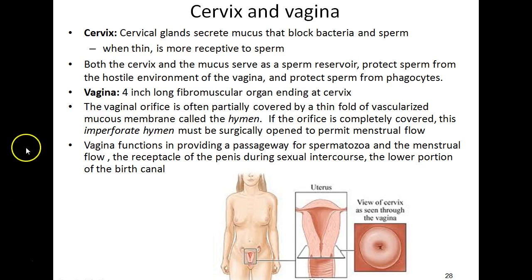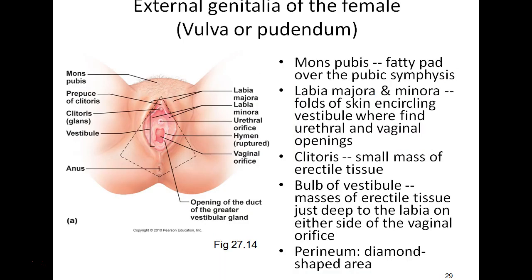So as we mentioned earlier, this vagina does function as a passageway for the spermatozoa and the menstrual flow, and it is also the receptacle for the penis during sexual intercourse, and lastly also the lower portion of the birth canal. So now we move into some external genitalia. We call the external reproductive organs the vulva or pudendum. Let's look at some of the smaller structures within this vulva.